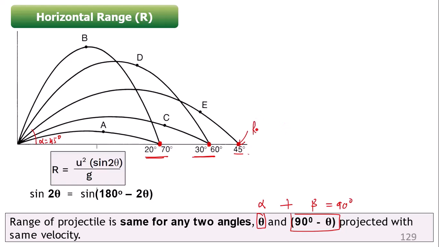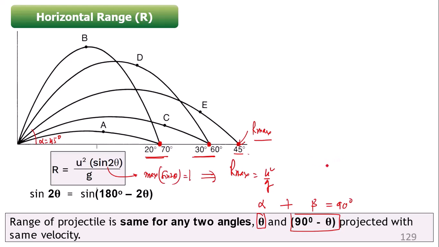So R is maximum over here. Why? Because I know that R equals U square by G into sine 2 theta. Now, what is the maximum value of sine 2 theta? The maximum value of sine 2 theta is 1. And under that situation, R max should be equal to U square by G only.